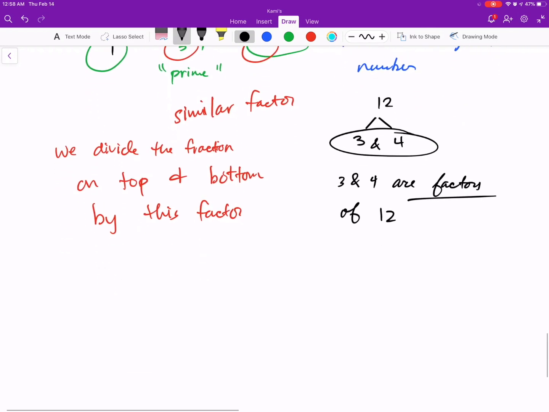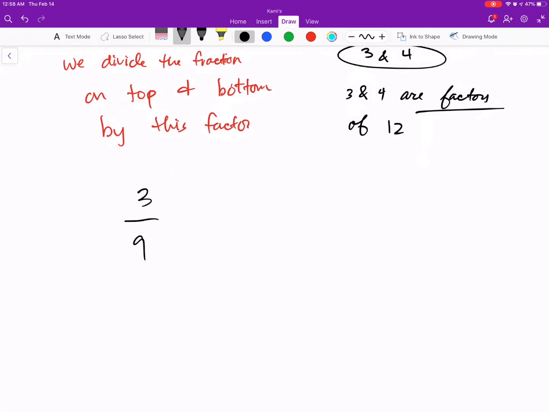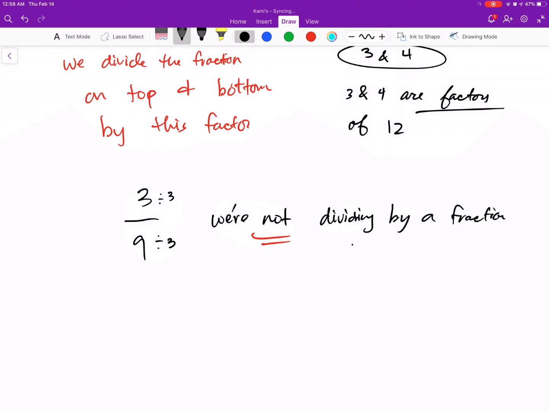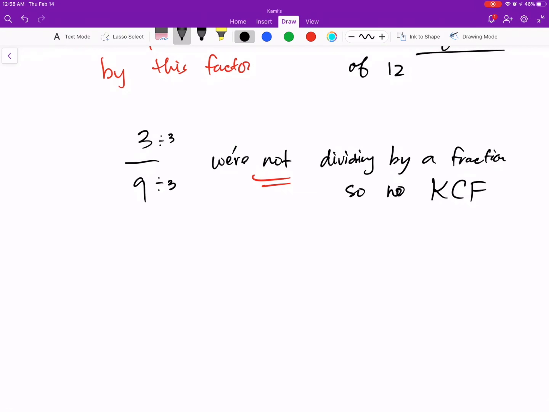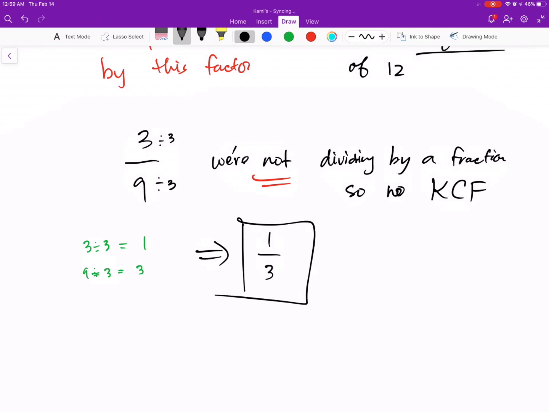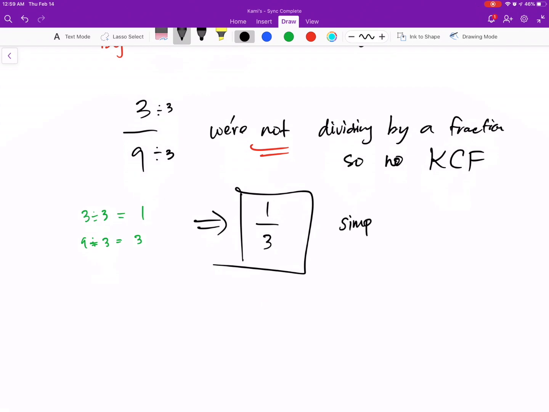So this one might confuse you a bit because we actually just divide top and bottom. So 3 over 9, we're just going to divide the top by 3 and divide the bottom by 3. So we are not, emphasis on the nots, dividing by a fraction. So no keep, change, flip. Righty? Moving on, 3 divided by 3 is going to be what? 1. 9 divided by 3 is going to be what? 3. Okay, so our total is going to just be 1 over 3. And this is our answer. Alright, and this is a simplification.